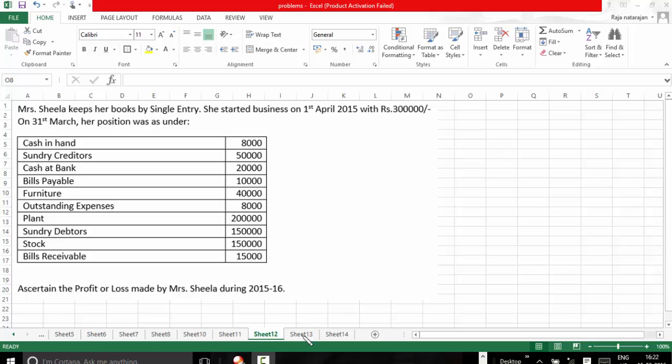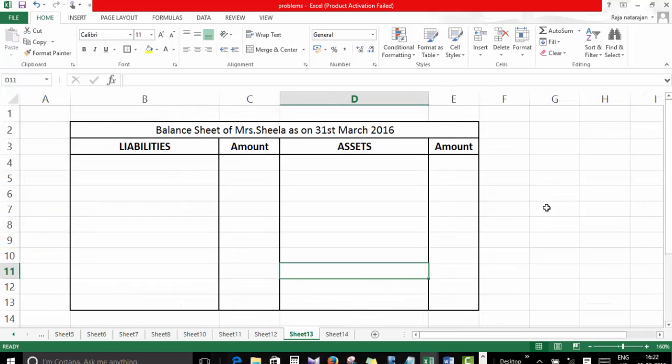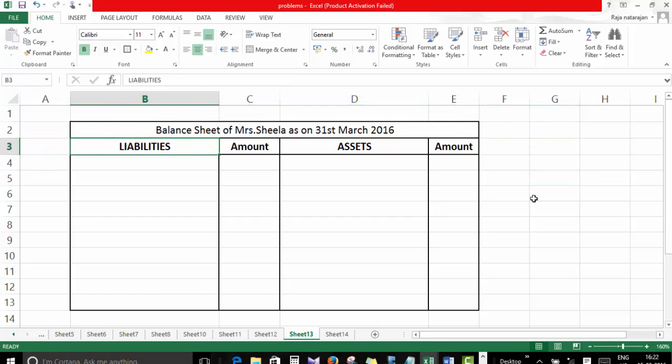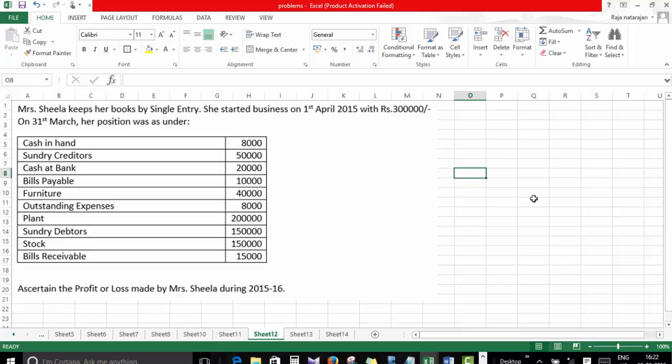Let me show you the structure. I'm going to follow this horizontal format. In practice, you cannot come across a horizontal format for corporates. Sole proprietors and partnerships still follow this horizontal format. So this is the format which I'm going to adopt, liabilities and assets. Okay, so we'll see one by one.